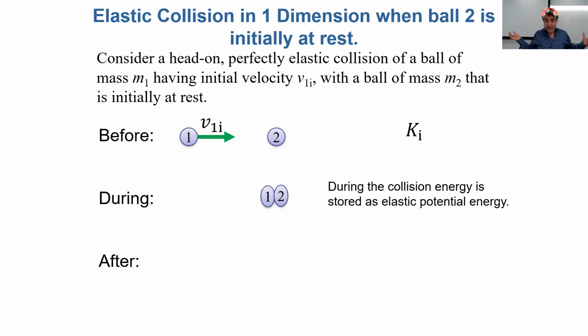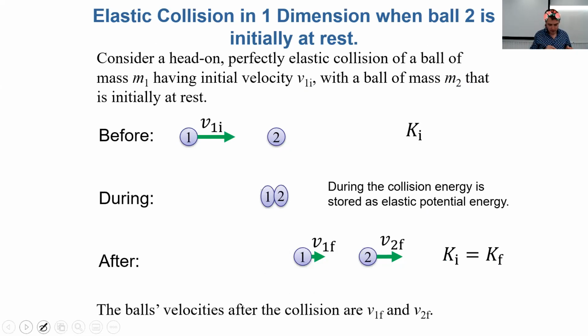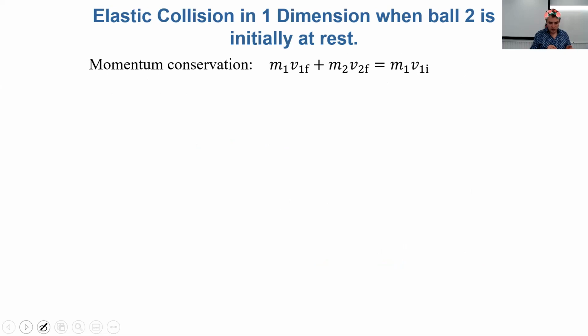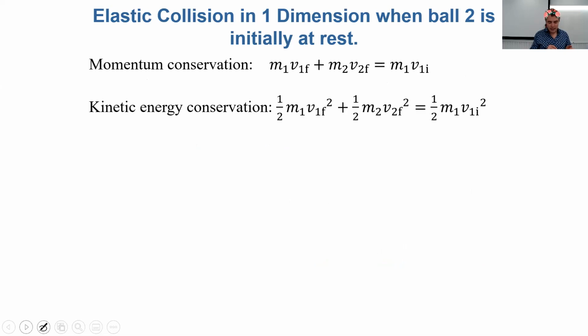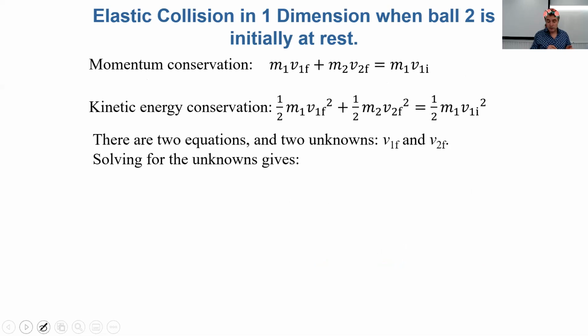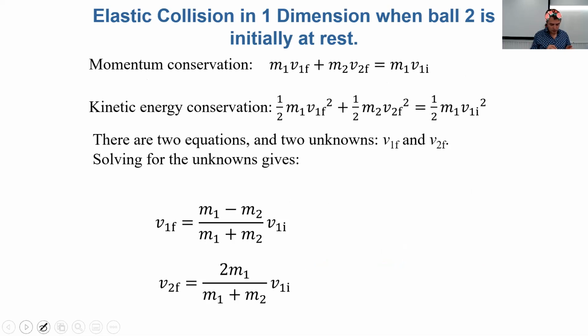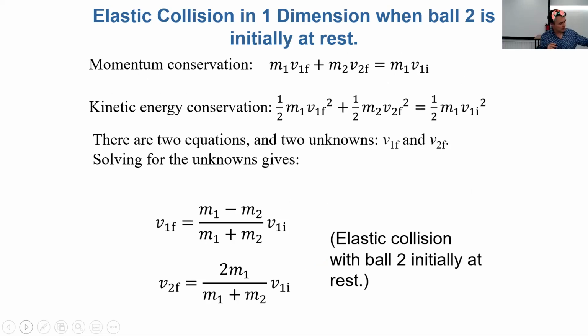During the collision, energy gets stored as elastic potential energy because the balls squish. But then afterwards, if it's elastic, the kinetic energy final is equal to the kinetic energy initial. The balls' velocities after the collision are v1f and v2f. So you can have a momentum conservation equation and a kinetic energy conservation equation, and these are 2 equations and 2 unknowns, v1f and v2f, and you can solve those out. This was done in the textbook in an example. But these are equations that are handy to have, and they're going to stay here on this slide.